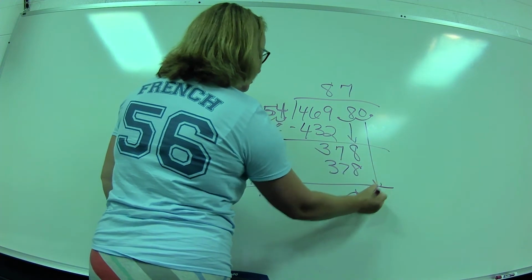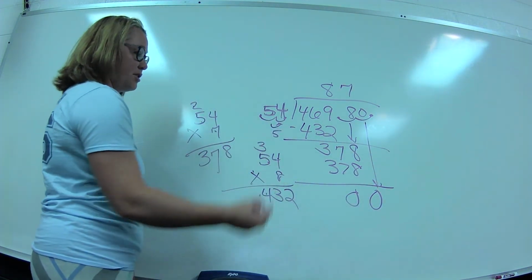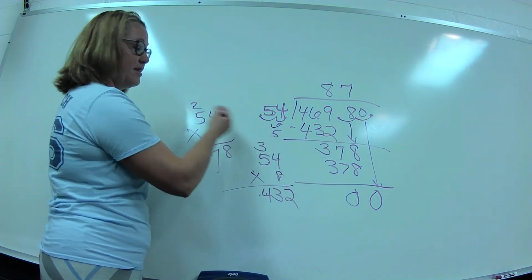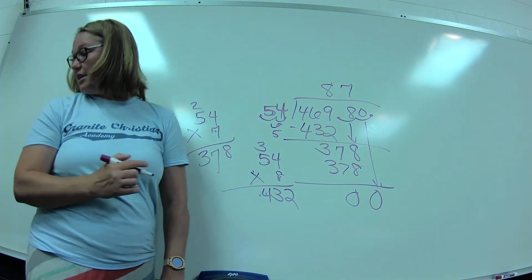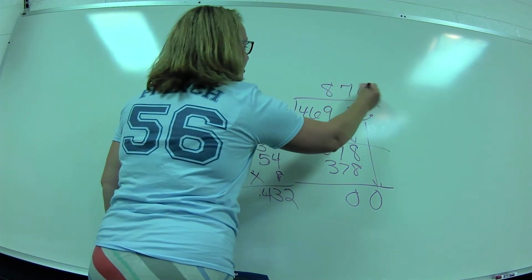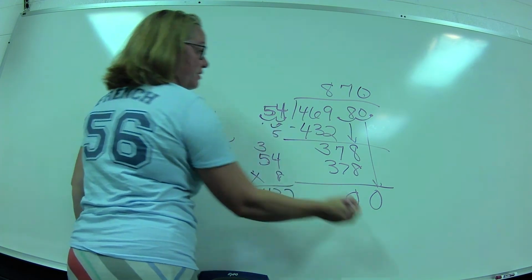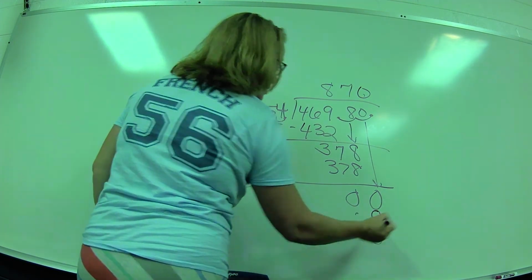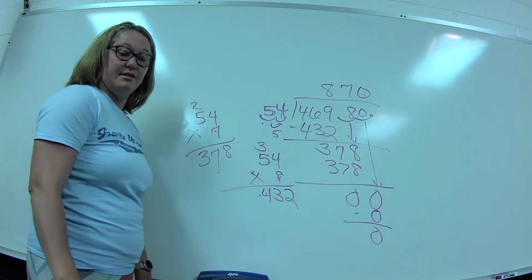Bring down my 0. Can 54 go? Can 0 be divided by 54? No. So we put a 0. 0 times 54 is 0. And your answer is 0.